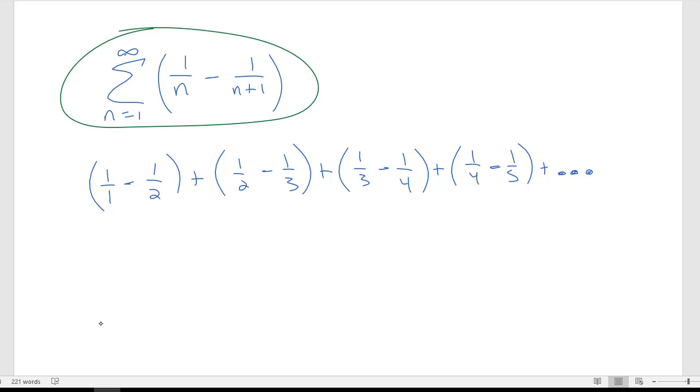So we're writing out the terms here, and notice there's a unique cancellation happening. The negative 1/2 and the positive 1/2 cancel. The negative 1/3 and the positive 1/3 cancel. The negative 1/4 and the positive 1/4 cancel. Then the negative 1/5 and a positive 1/5 cancel. That cancellation pattern is going to continue forever. As it turns out, this series just equals the very first term, 1, after all of those other terms cancel out.